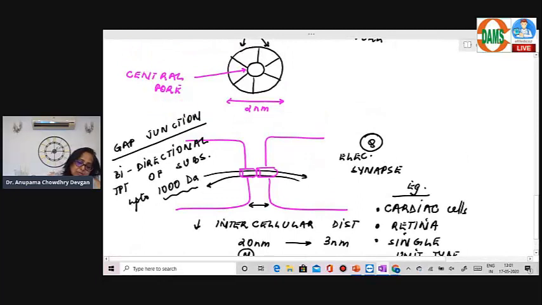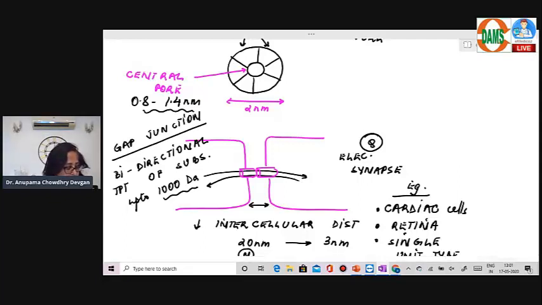The diameter of the central pore is 0.8 to 1.4 nanometers in size, not 0.3 to 0.8, please, 0.8 to 1.4. Okay? All right. Please change that. The diameter of the central pore, which has been asked as a NEET question, is 0.8 to 1.4. Diameter of the connexin is 2 nanometers. Central pore diameter is 0.8 to 1.4 nanometers. They decrease the intercellular distance from a normal of 20 nanometers to 3 nanometers.